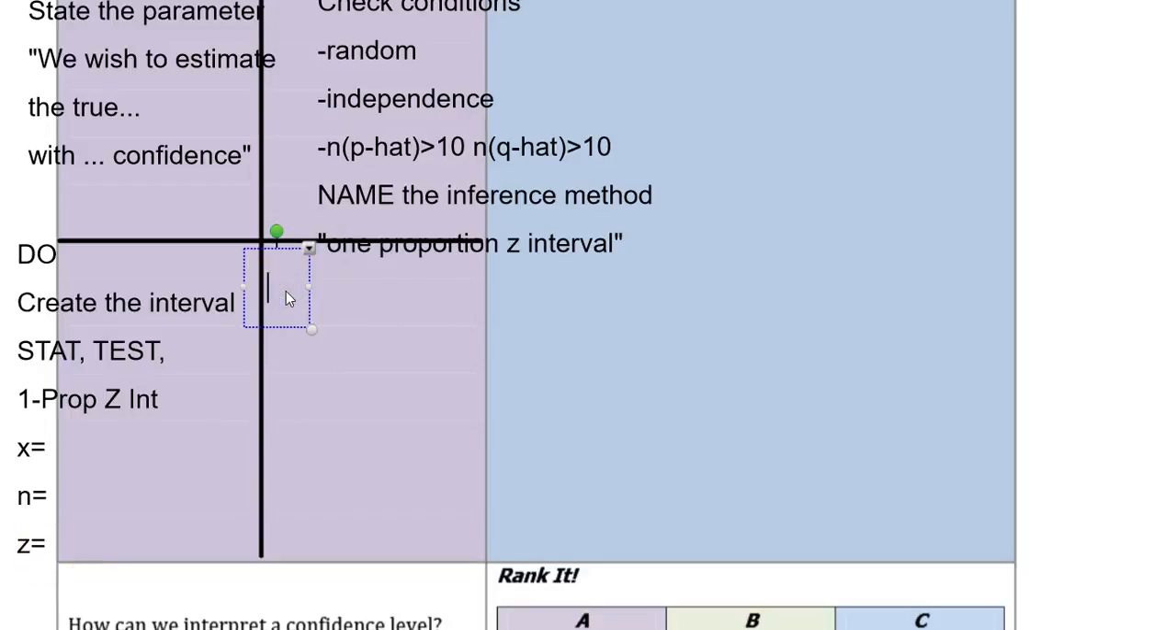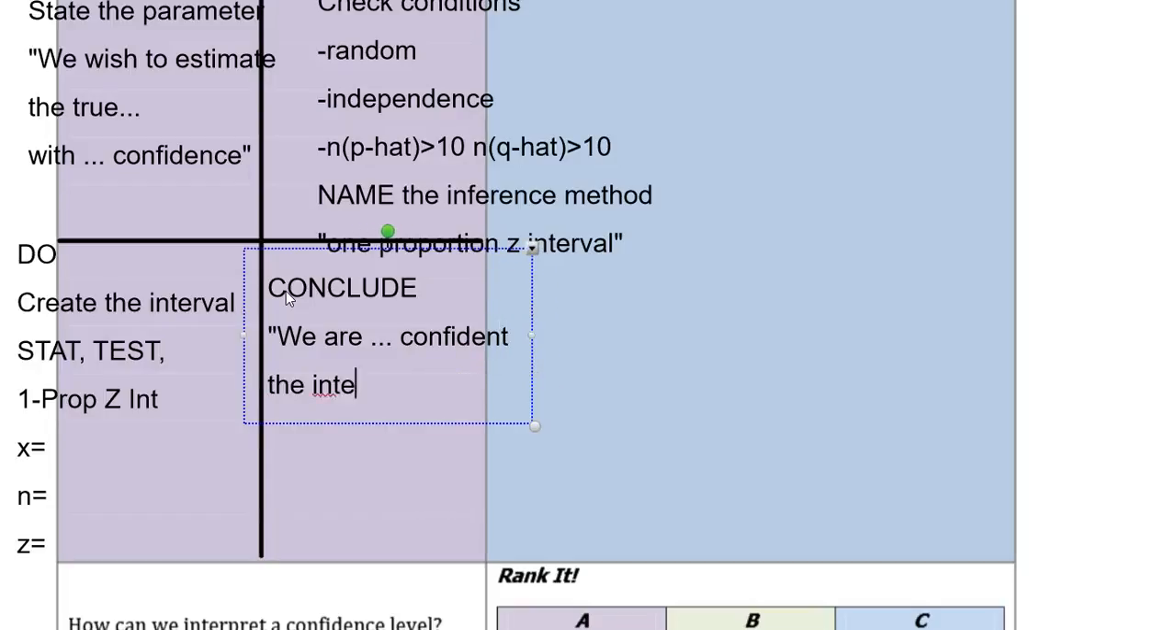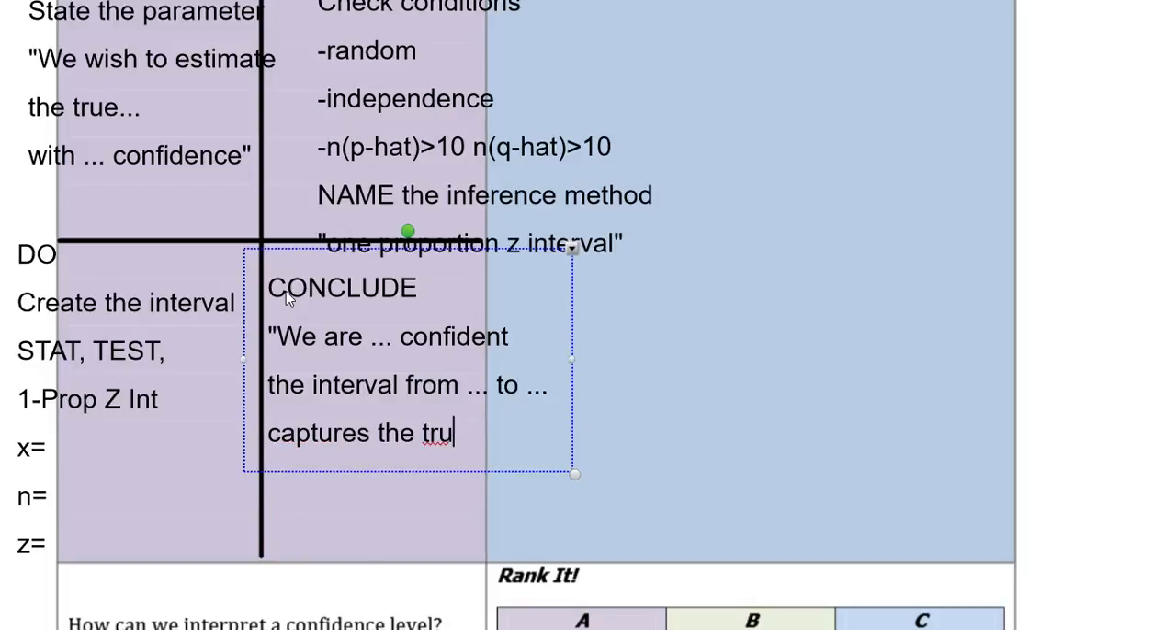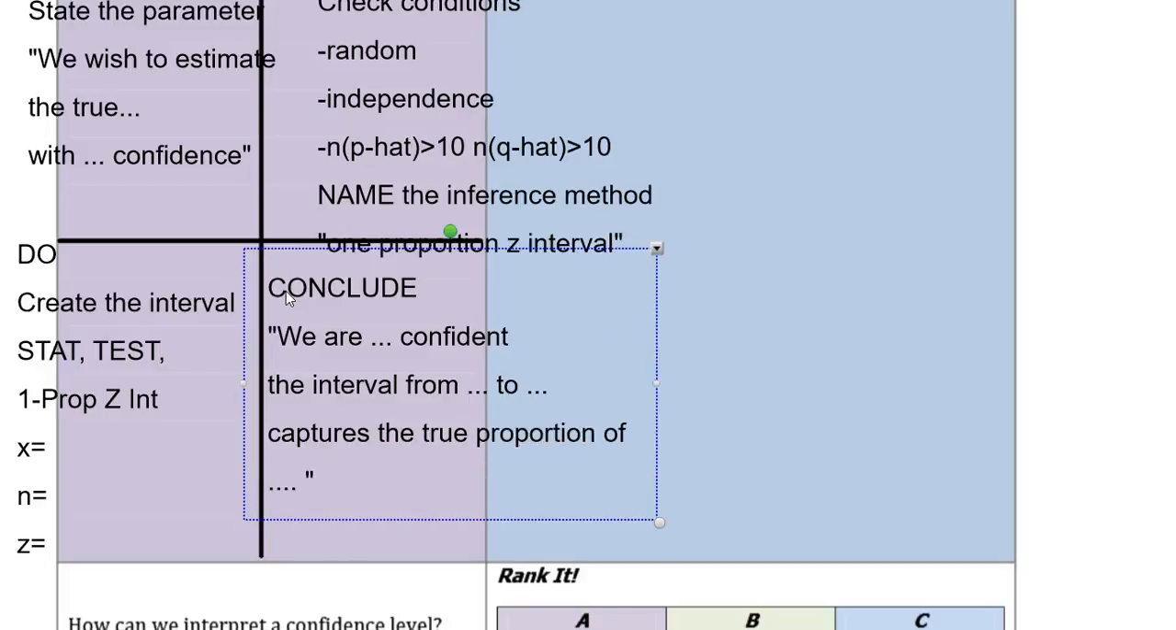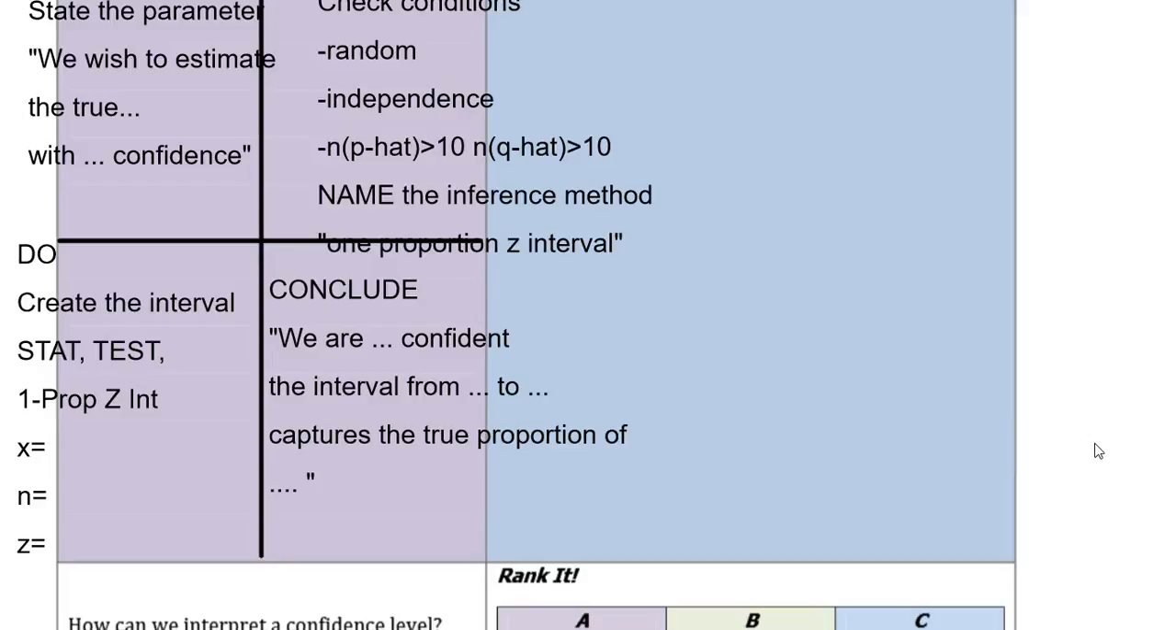And the last step is the conclusion, or conclude. And so this is where we say we are, however confident, the interval from blank to blank captures the true proportion of whatever it is. Okay, so it's similar to the state step. So this is our 4-step process. Anytime you are asked to create and interpret an interval, you need all 4 steps.